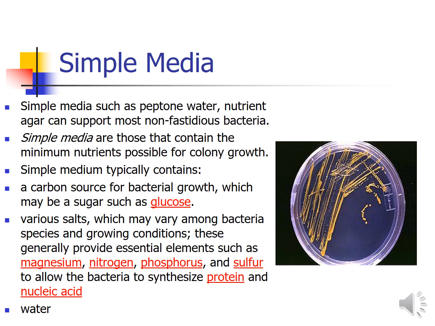Simple media contain a carbon source, for example glucose, various salts which may vary among the bacterial species, and growing conditions which generally provide essential elements such as magnesium, nitrogen, phosphorus, and sulfur, which let the bacteria synthesize protein and nucleic acid. And the most important content is water.